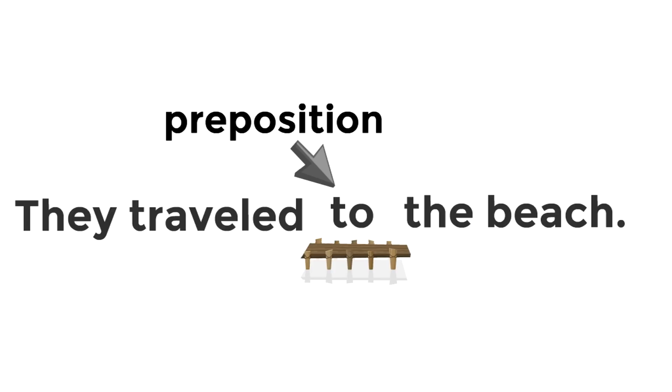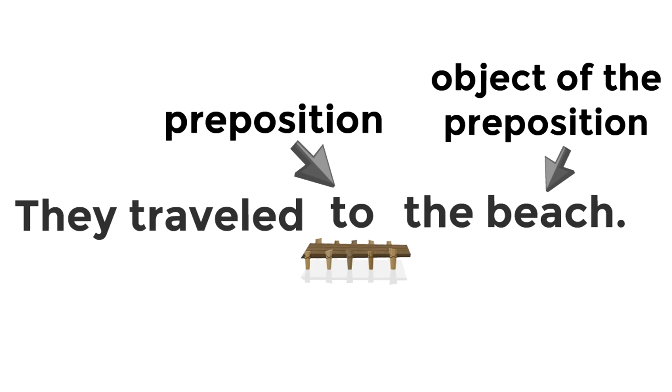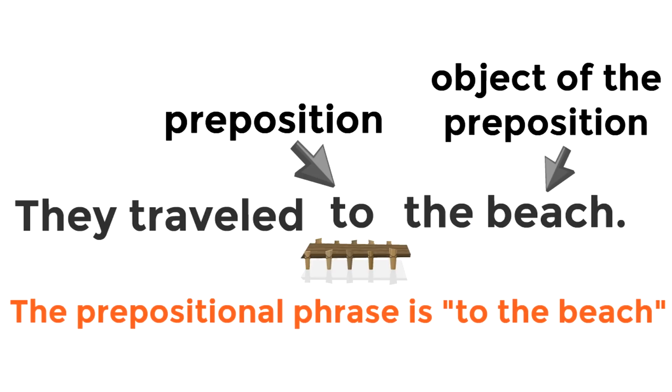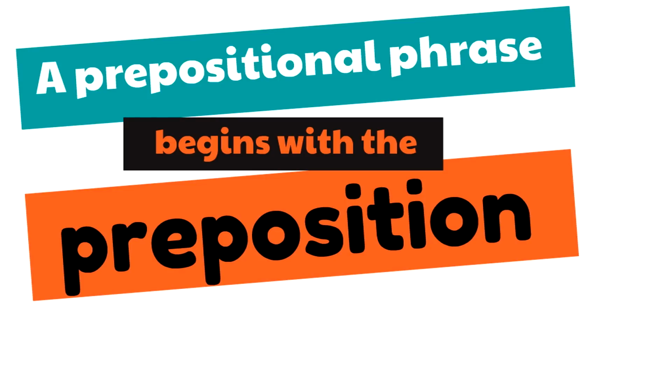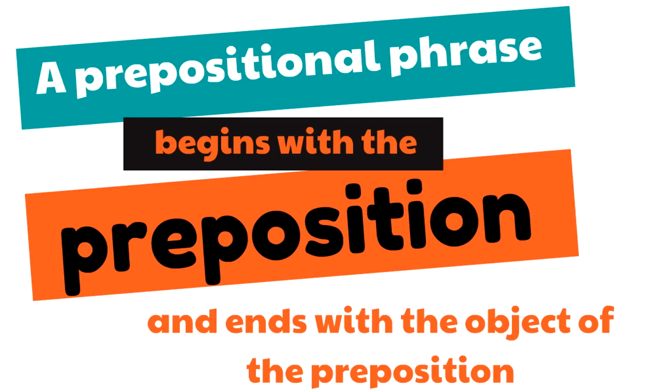Okay, which word is the object of the preposition? Yeah, just say the word. Yeah, beach. Beach is the object of the preposition. It's the noun that is following the preposition. That means the prepositional phrase is to the beach. There are 3 words in this prepositional phrase. Remember, a prepositional phrase begins with the preposition and ends with the object of the preposition.